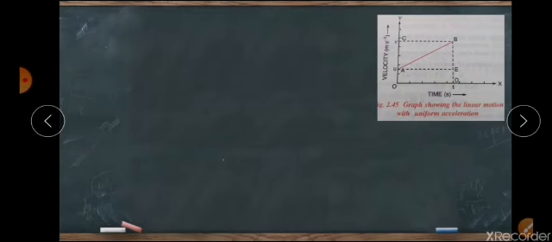Now, for finding the second equation, that is S is equal to ut plus half at square, we are going to use the direct equation for area of trapezium. And to find the third equation of motion, v square is equal to u square plus 2as, you are going to split this graph into two, that is a triangle and a rectangle, find the area separately and add it, you will get the third equation of motion. That is how we are going to do it.